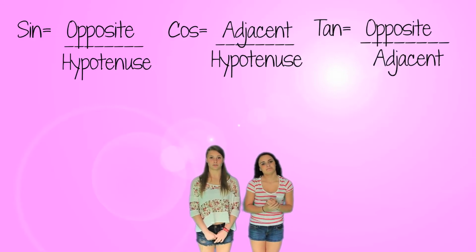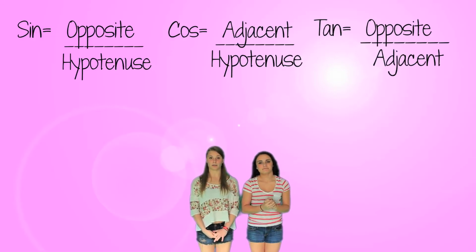Once in a while, you'll have to use inverse formulas. This is simply done by using the same formulas but putting in a -1. For example, sine of -1 equals opposite over hypotenuse.